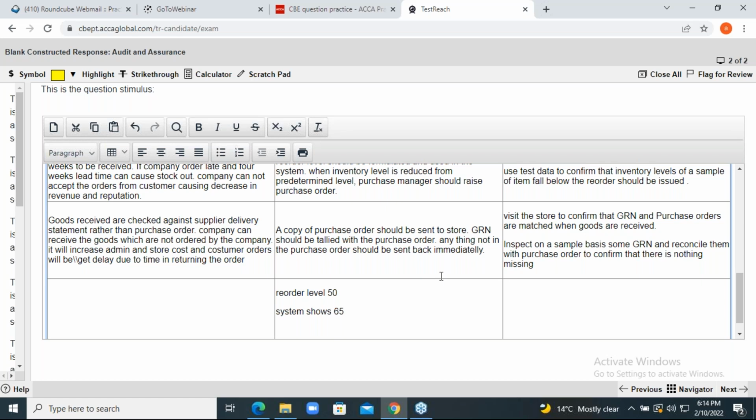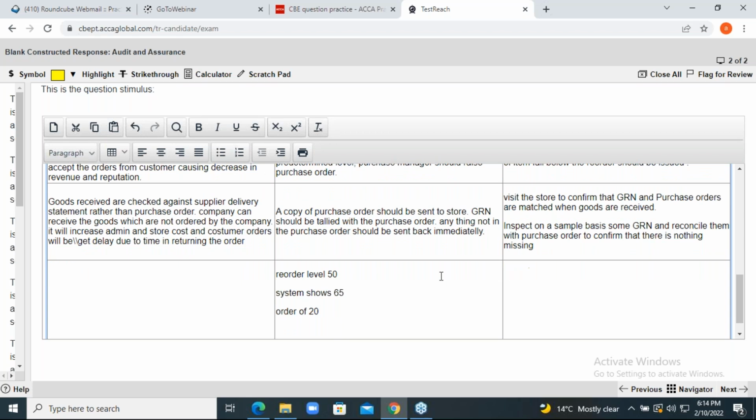So what we will do, we will place an order of 20 items. What will happen? We have 65 items in the system. When we place an order of 20, the remaining items in the system will be 45. Now 45 is below the reorder level of 50.